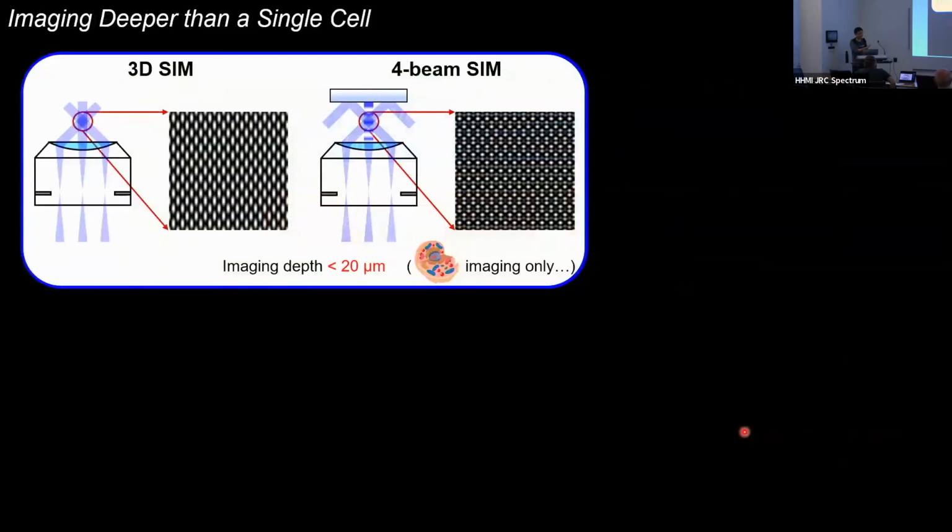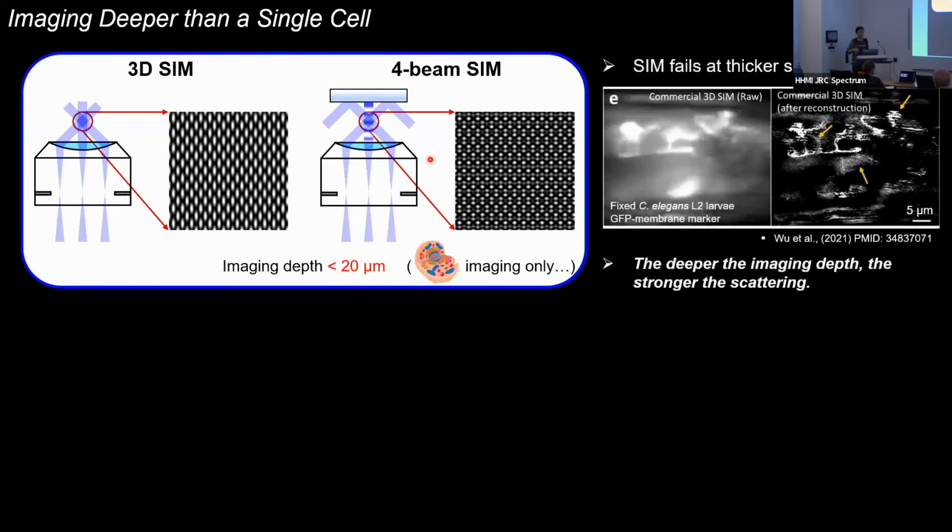As I mentioned, the imaging depth of 3D SIM and 4-beam SIM, whatever conventional super resolution SIM we have nowadays, is limited to at most 20 micron. Why? Because if you go deeper, the interference pattern will be destroyed. It's based on interference, and tissue scattering will be a problem. So if 4-beam SIM or 3D SIM are forced to image something that is not suitable for them, you will find that the image looks like garbage, full of artifacts.